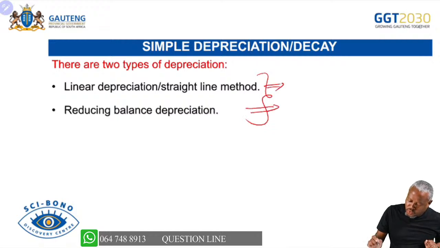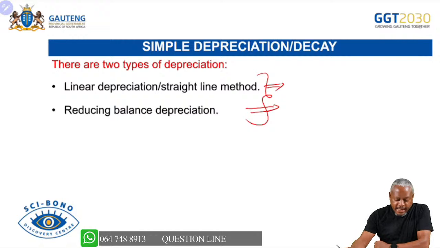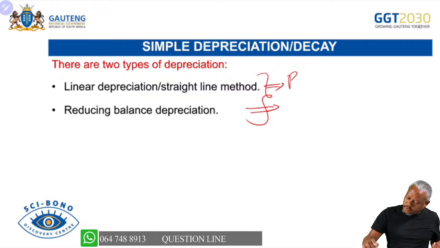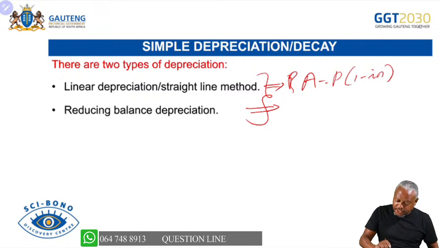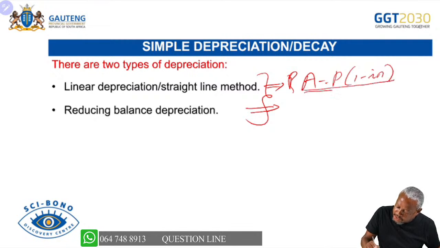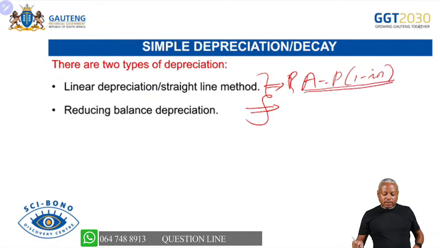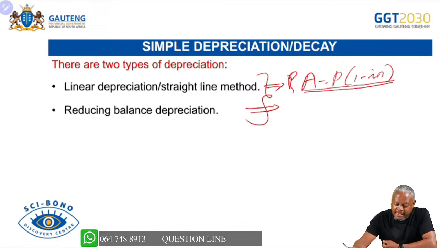You need to know, when you use the linear straight line method, which formula you must use. So let me give you the formula for this one, for linear or straight line. That's it, it's the most important. If there's a linear depreciation or straight line, what you must stick in your mind is this formula. Please, please. Then let us look at number 2, reducing balance depreciation.